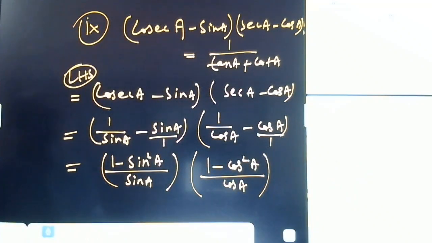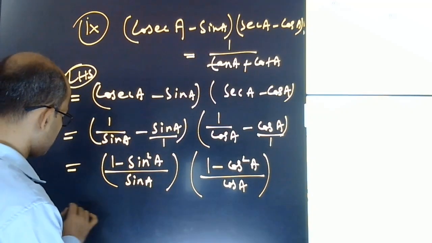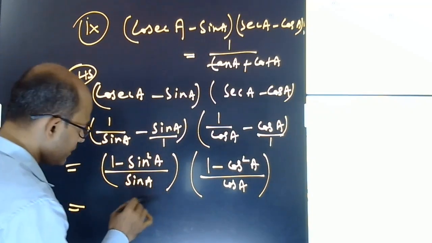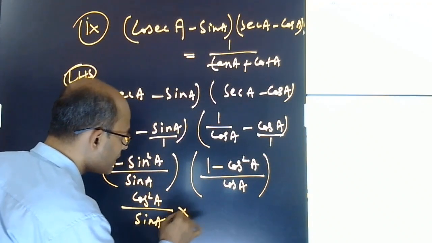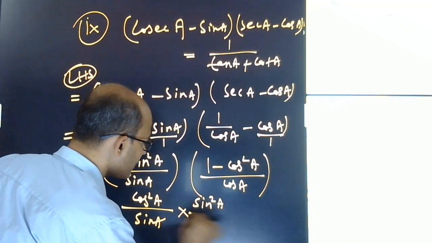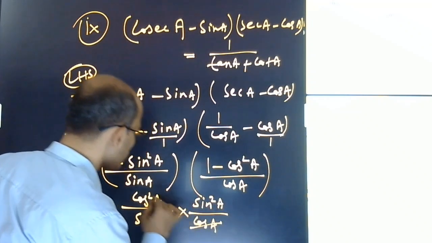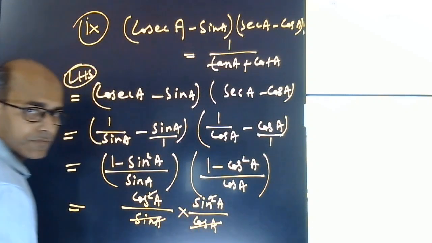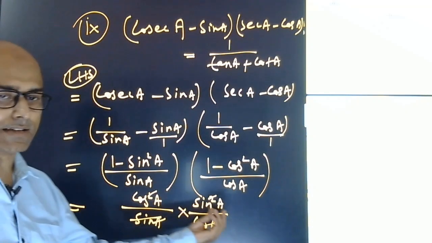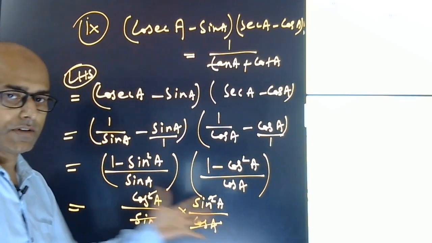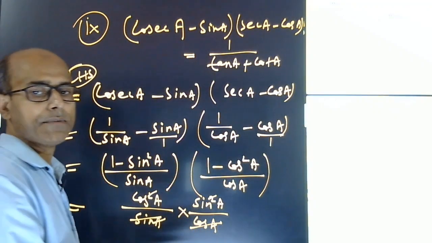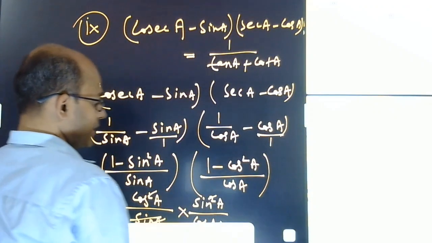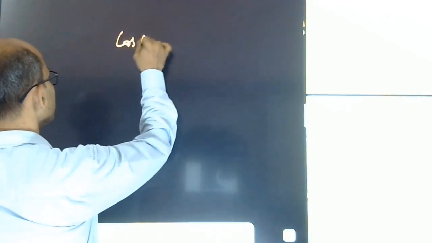1 minus sin square A will be cos square A, divided by sin A, multiplied by sin square A divided by cos A. So cos A cancels, sin A cancels. So cos A multiplied by sin A. This is the result we have obtained here. But still we haven't got the required result.